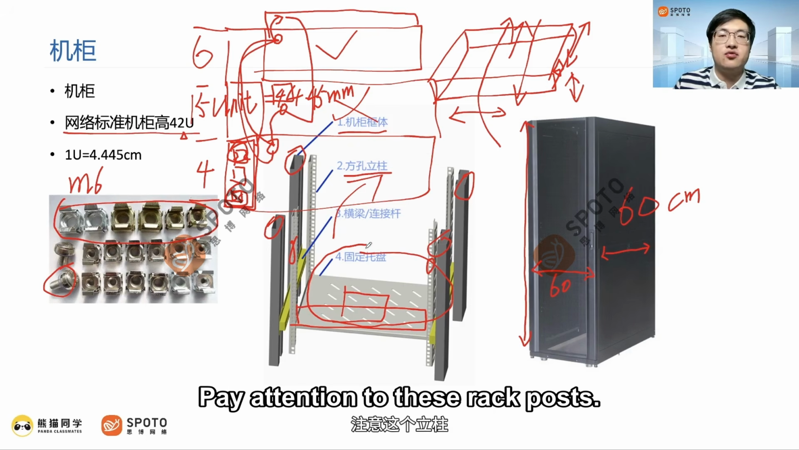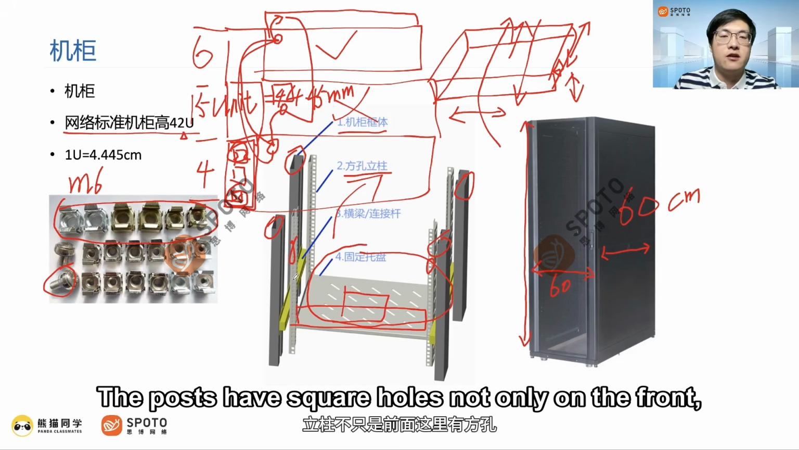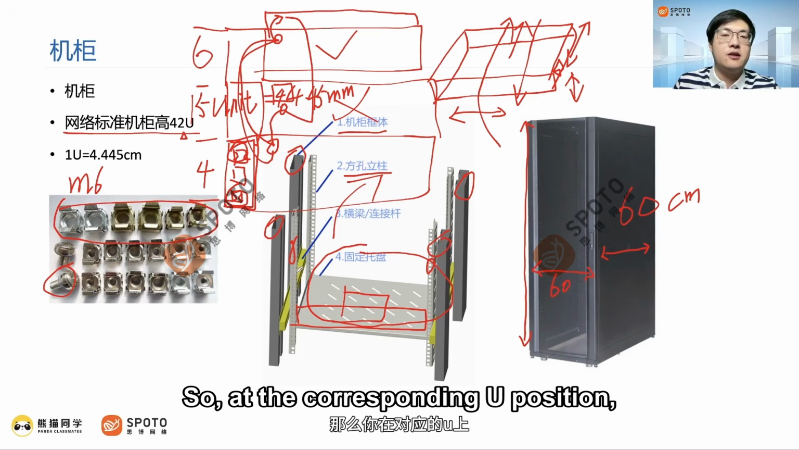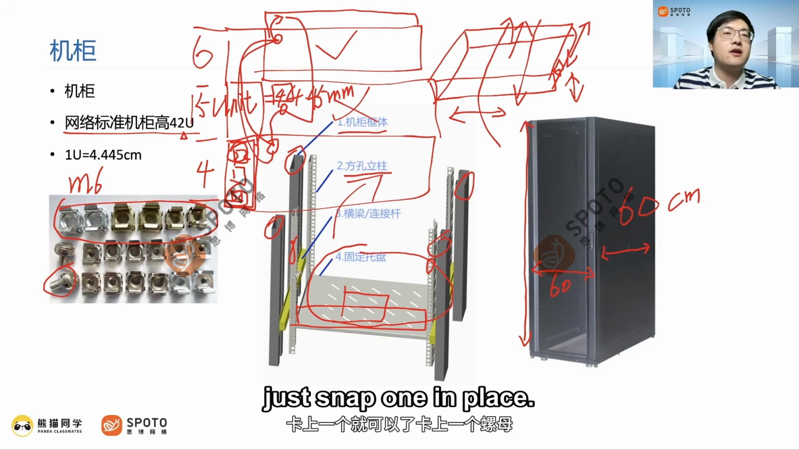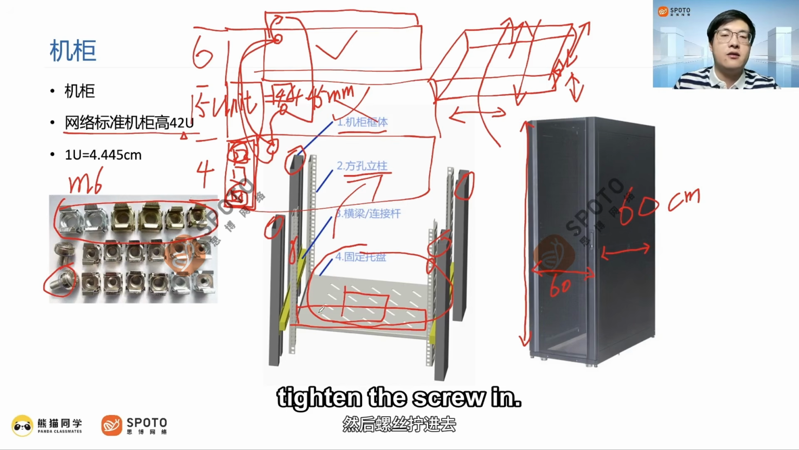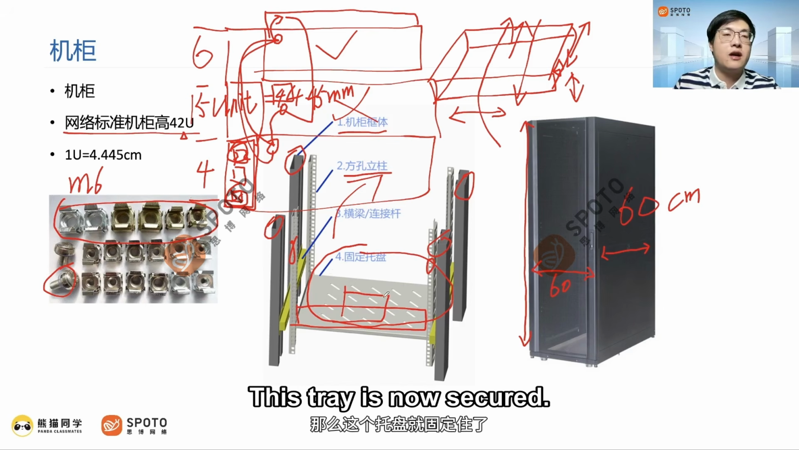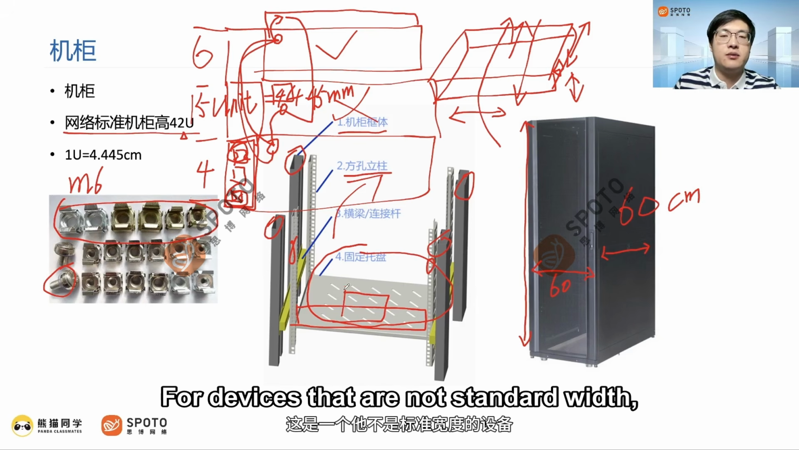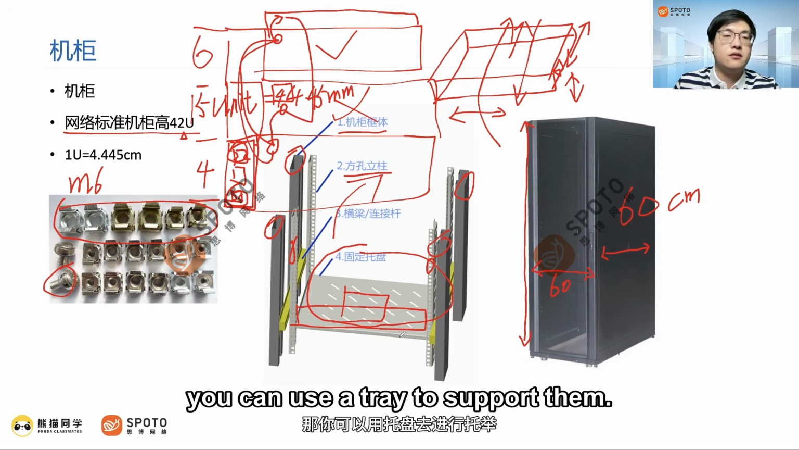Pay attention to these rack posts. The posts have square holes not only on the front, but also on the side openings. At the corresponding position, just snap a cage nut in place, and then tighten the screw in. Tighten all four corners. This tray is now secured. Then place the device on top. It's done. This is one scenario for devices that are not standard width. You can use a tray to support them.